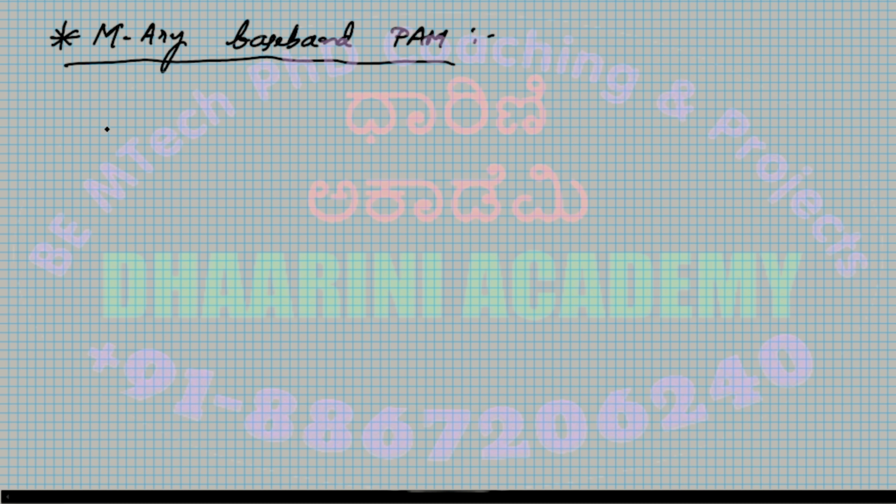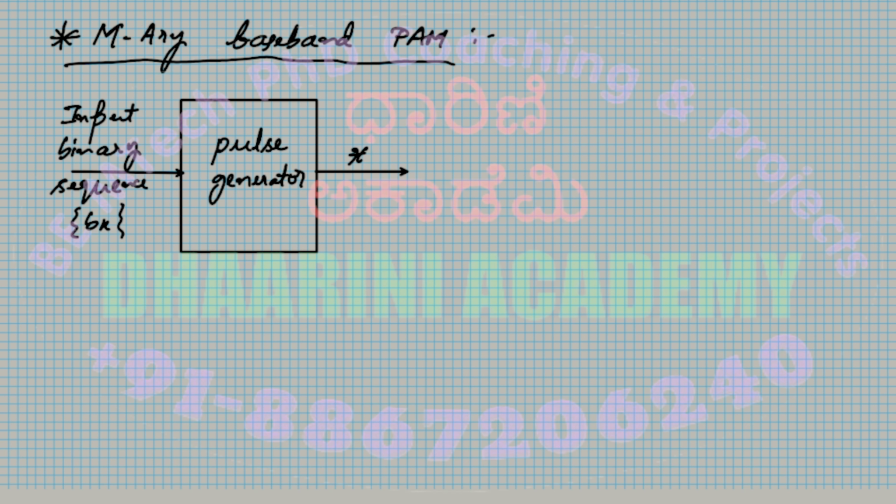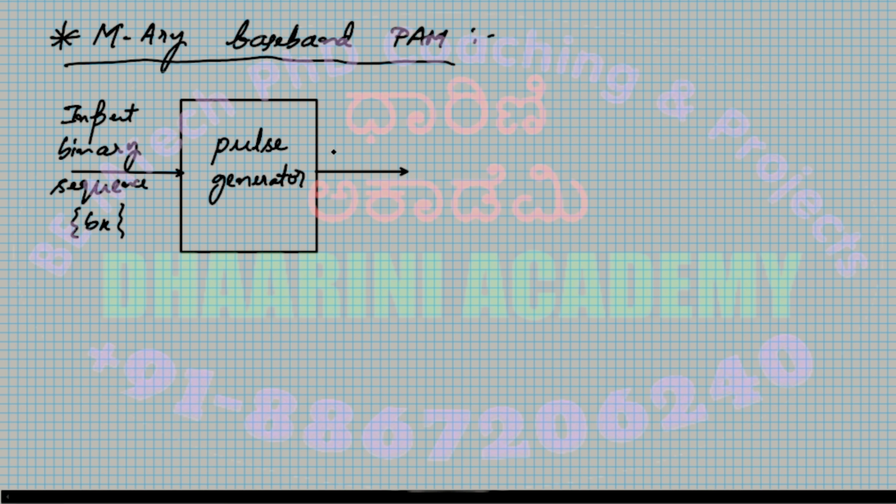So there is a binary stream ultimately which I want to send. Okay, so this is the input binary sequence denoted by, say, BK. Initially this is given to a block which converts these bits into pulses. So we call that the pulse generator. The pulse generator will convert your binary sequence into the pulse coded format. So let us call that, say, x of t. So this is x of t.